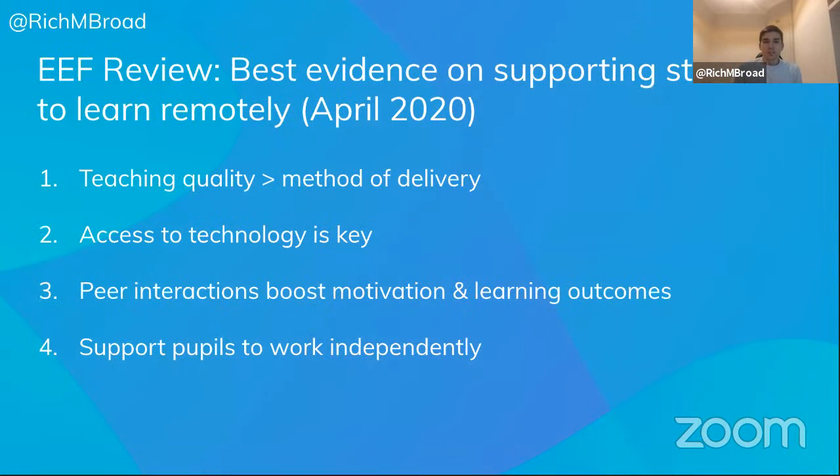On to the fourth suggestion. The fourth suggestion looks at supporting pupils to work independently so that you can improve learning outcomes. Now, back to what I said earlier, obviously this is a terrible situation that we're all in. No one wants schools to close in terms of improving pupils' outcomes. However, there are some potential opportunities here.